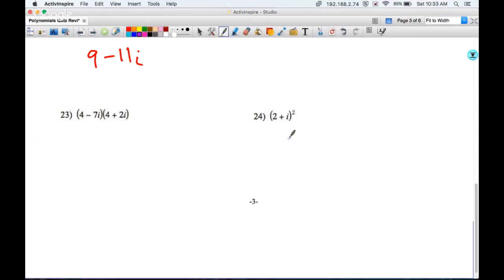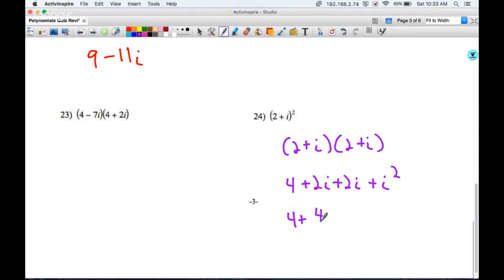Let's do 24. 2 plus i, squared, is going to be expanded to 2 plus i times 2 plus i. When I FOIL that, I'm going to get 4 plus 2i plus 2i plus i squared. That's going to give me 4 plus 4i. And then i squared, anytime we get an i squared, we use this definition to simplify it. i squared equals negative 1. And so I'm going to do a minus 1 there. Combine my like terms. I want the real part in front, the imaginary part at the end. 3 plus 4i. Final answer.